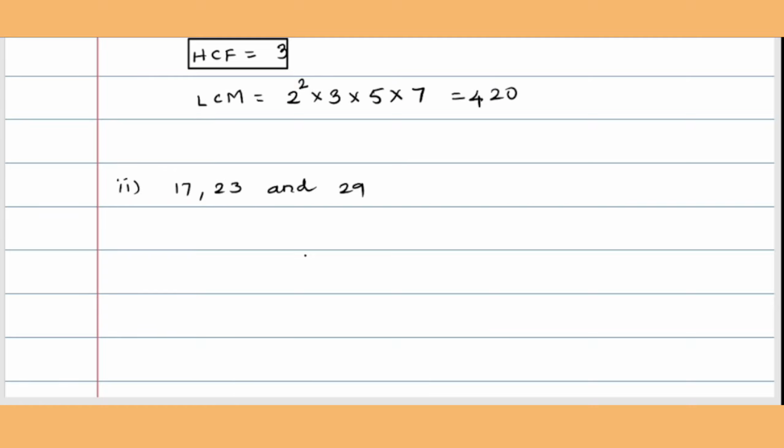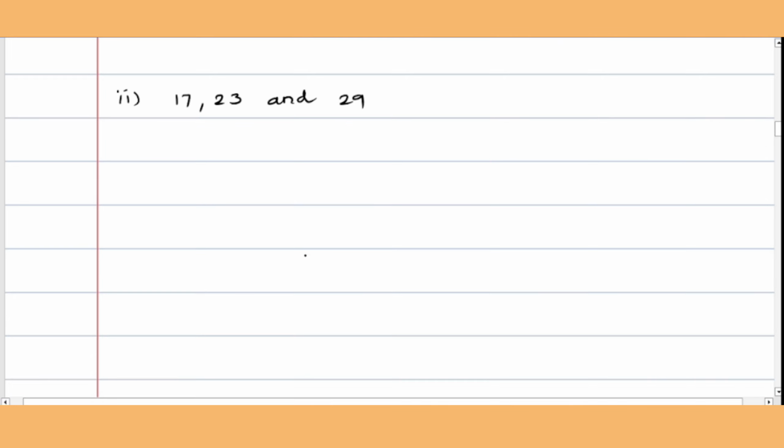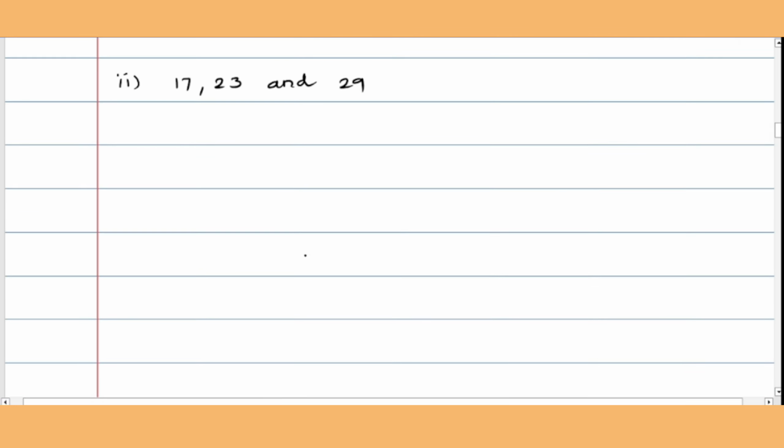Now we move to the first step, that is prime factorization. For 17 we have only 17 times 1. For 23, it is also a prime number, which isn't divisible by any number. Similarly for 29, this number also isn't divisible by any number, so it is divisible by only 1 and itself, so it is also a prime number.